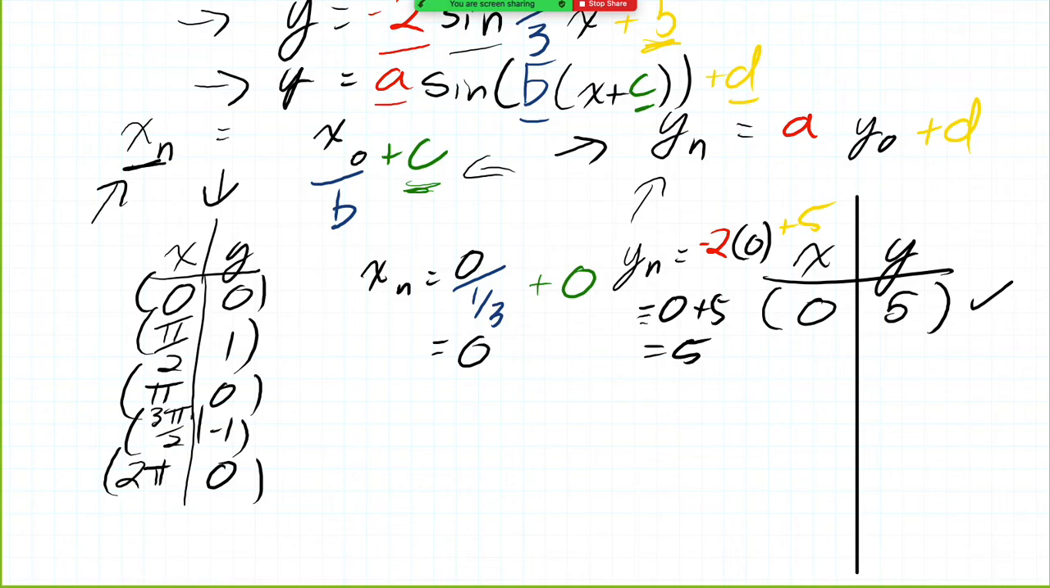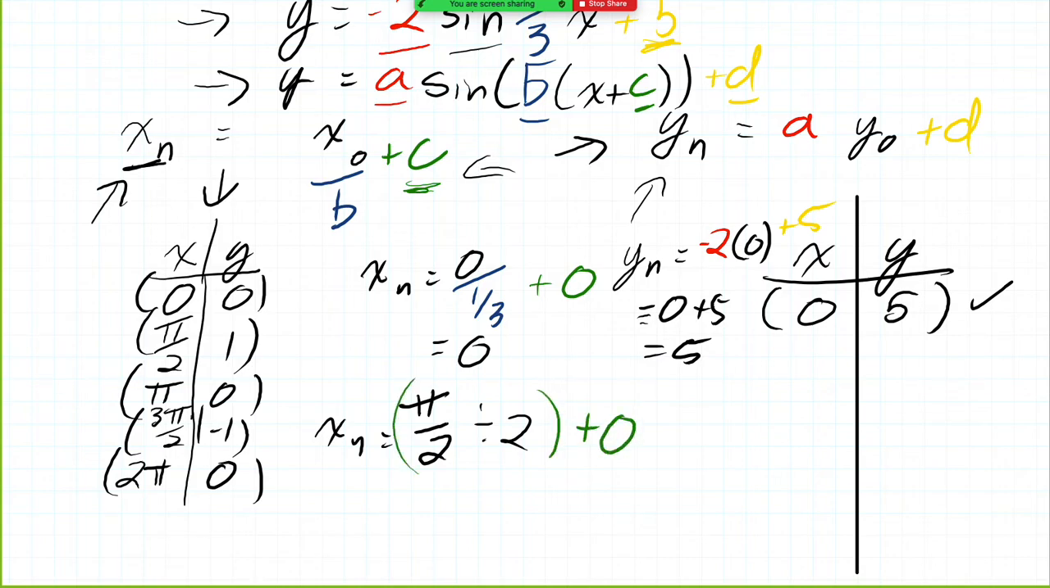Pi over 2 is the next one. So this is where it gets a little tricky. Our new x coordinate is equal to the old x coordinate, which is pi over 2, and that is technically divided by the value of 2. And then we have to add c, so think of this as its own set of brackets, and c was still 0. Now when you divide by 2, think of it as inverting and multiplying, if you remember your old fractions rules. So in retrospect, it's actually going to be pi over 4. So our new x coordinate is pi over 4.